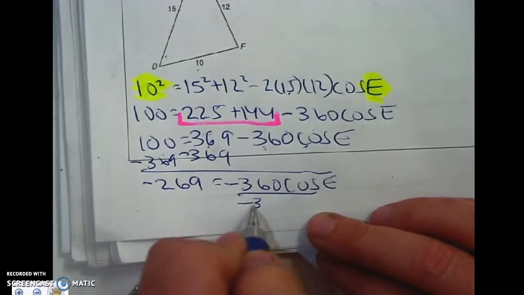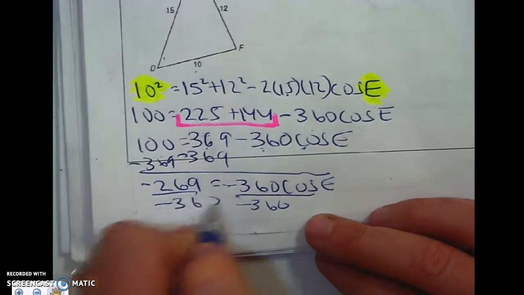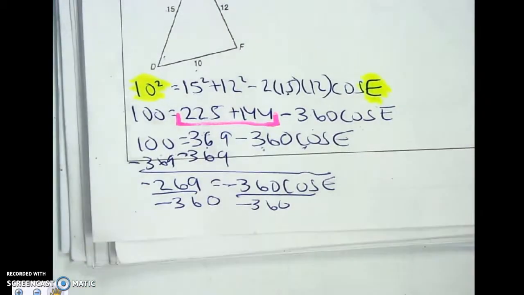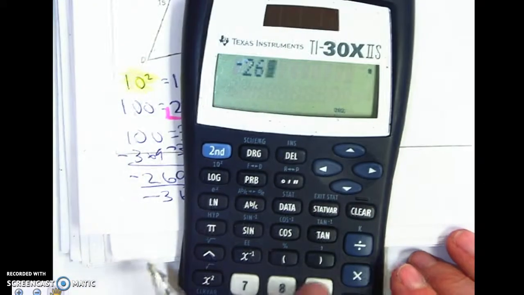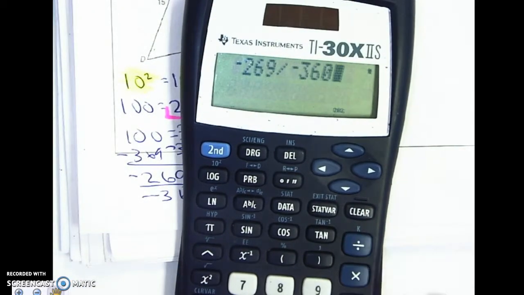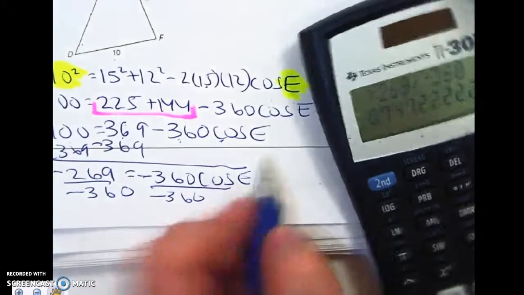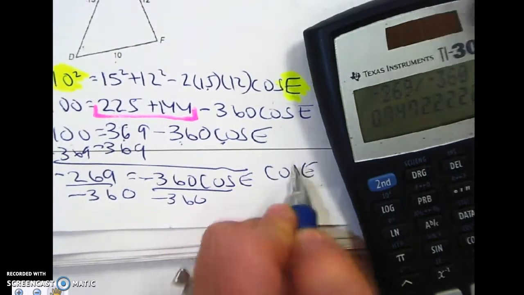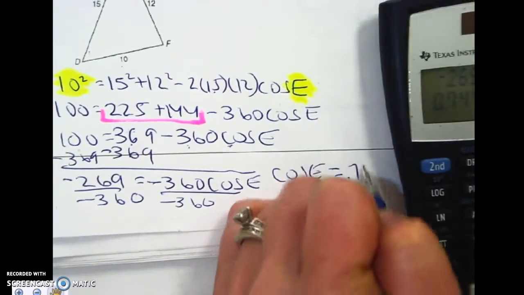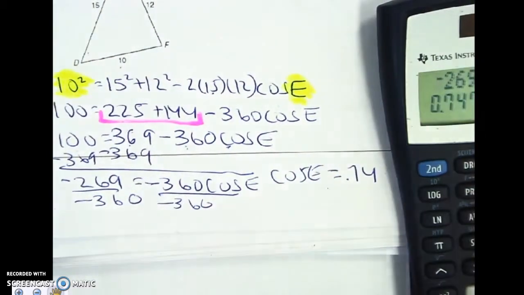Divide by negative 360. And now I suddenly need my calculator. So I'm going to go negative 269 divided by negative 360, and I get a decimal. Keep it. Don't change it. And now I have cosine of E equals 0.74. I'm just writing it down there so that you can see I did work.